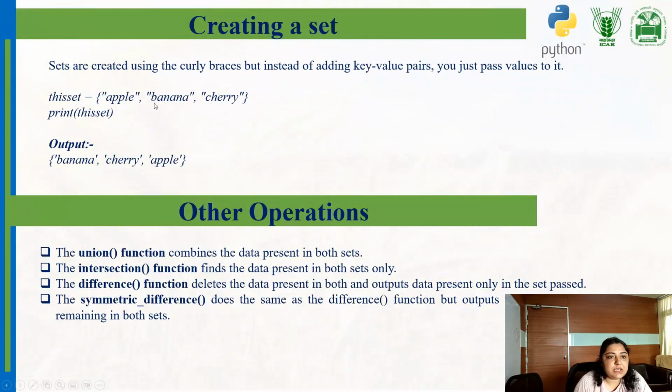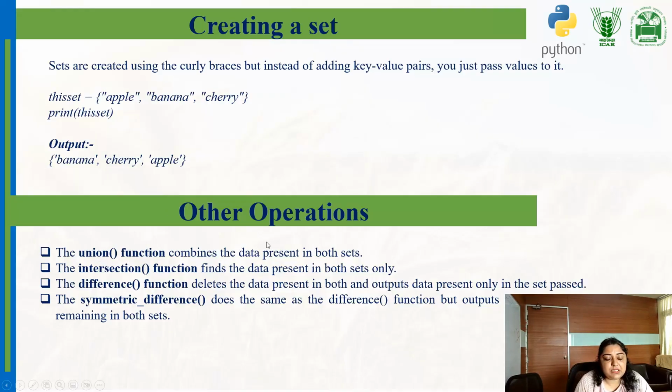Then, using curly braces, we can declare a set. This set equals apple, banana, cherry, and the values are separated by commas. Like this: banana, cherry, apple. And sets are unordered. That means every time you try to print the values of a set, the order will be different. And these are some operations that we can perform on a set, like using the union function.